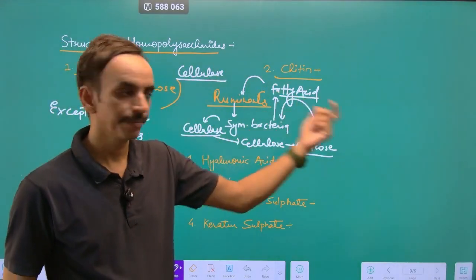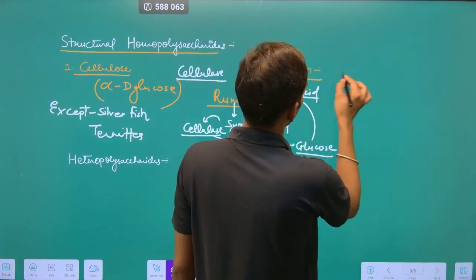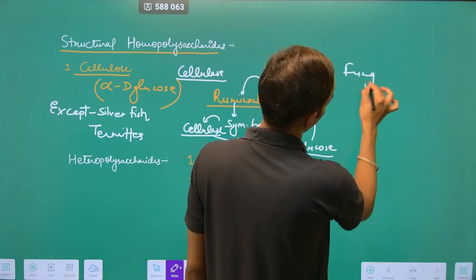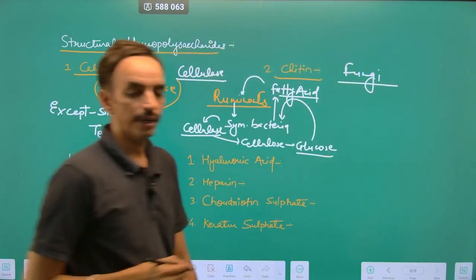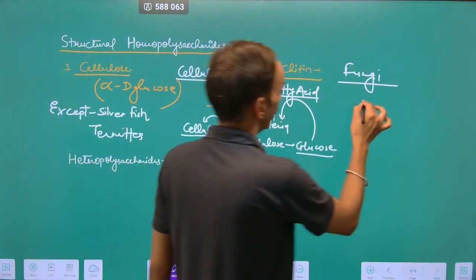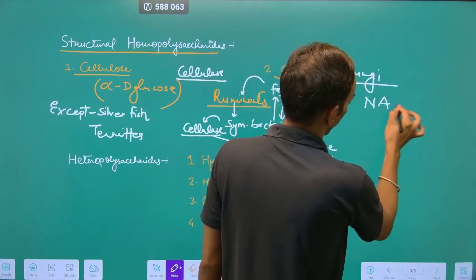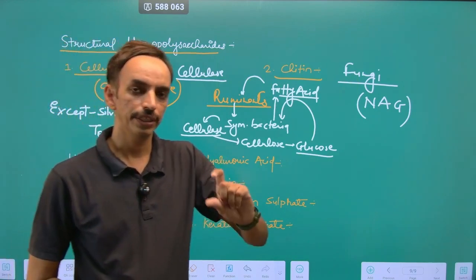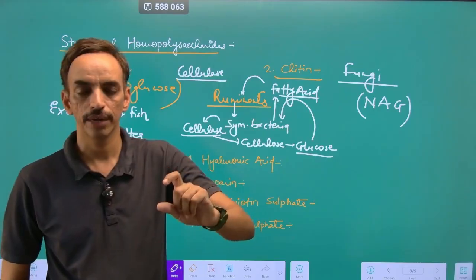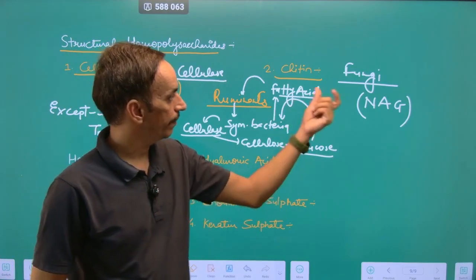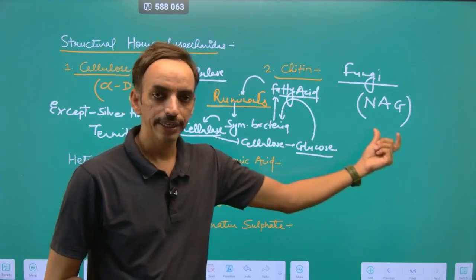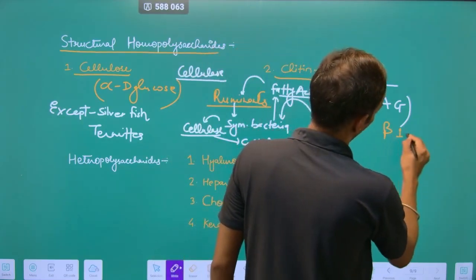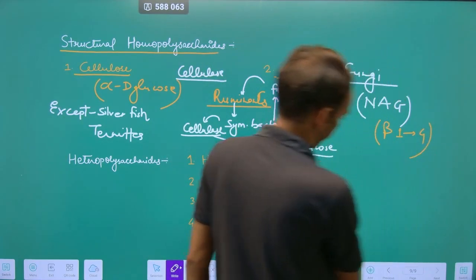Next is chitin. Chitin forms the cell wall of fungi. It is a polymer of N-acetyl glucosamine. The bacterial cell wall is made up of peptidoglycan, which is a polymer of N-acetyl glucosamine and N-acetyl muramic acid, while the fungal cell wall is made up of chitin. Chitin is a polymer of N-acetyl glucosamine having beta 1,4 linkages.